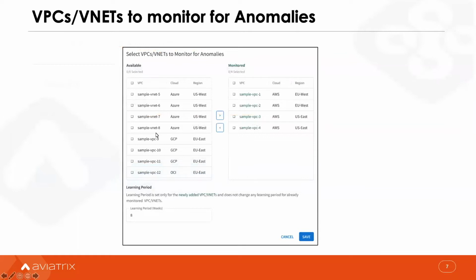So what happens is, as I said, he will select 4 VPCs. Whatever is marked as green here are newly added VPCs and new VNets. Learning period is set only for newly added VPCs. So what exactly you do is basically for all these newly added VPCs, you set a learning period of 8 weeks.